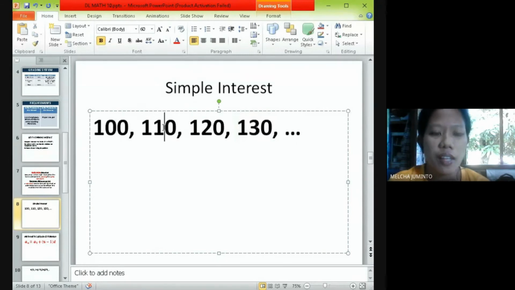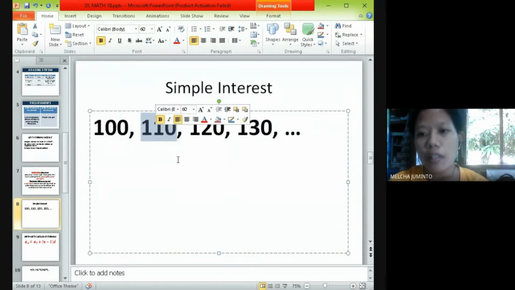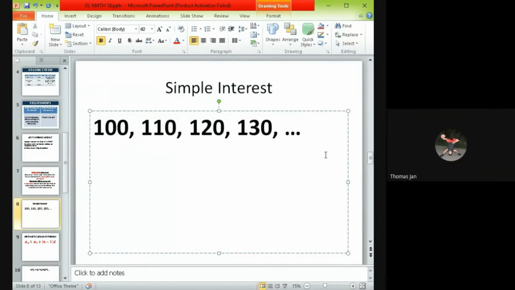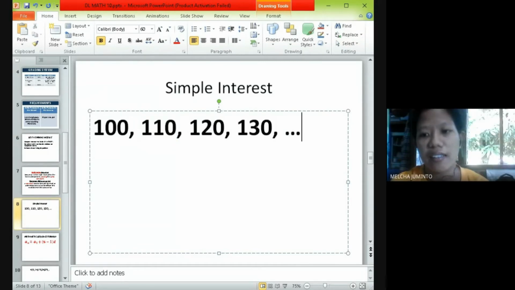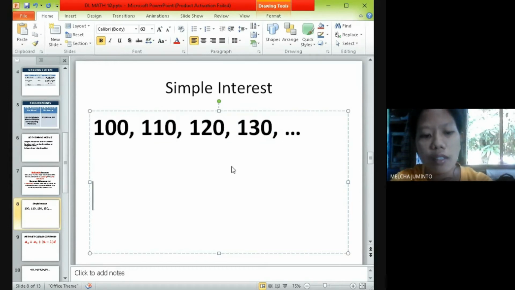As you can see, there is a common number which is added repeatedly from one term to the next. And what is that number? 10. 10, correct. You can unmute your mic to answer me or you can also chat sa ating chat box. So there's one number being added repeatedly and that number is 10. In arithmetic sequence, we call that number the common difference. And instead of writing the words common difference, we simply use the symbol d, a lowercase d. So d is equal to 10.